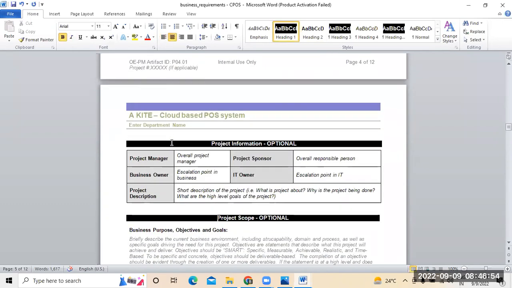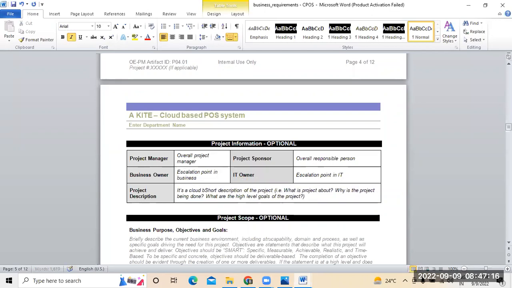Now here you need to write down the project manager name, right? So who is the project manager? Name of the manager. Project sponsor, who is the name of it? Who is a business owner? Who is an IT owner? And next here you need to write down the project description, right? So this is a project description here we need to write.